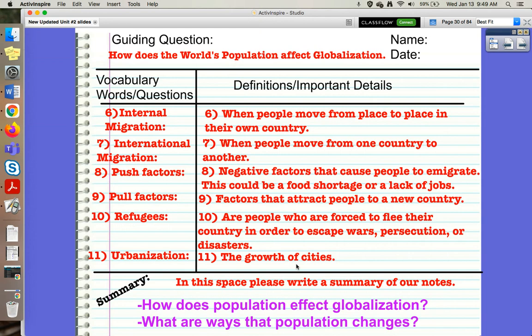Okay, you are going to, in this bottom space on your notes, write me a 3-sentence summary, not more, not less, and you're going to answer these questions, and that should help you to do your summary. How does population affect globalization? And in what ways does population change?